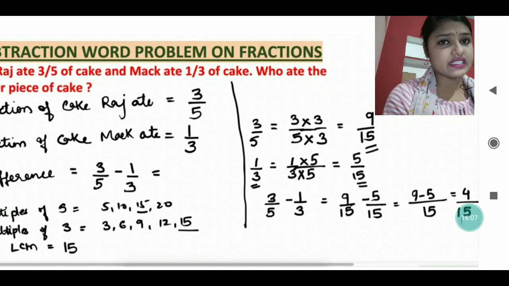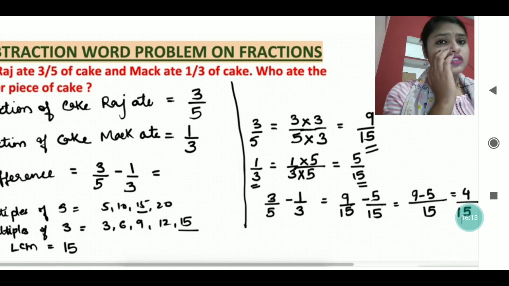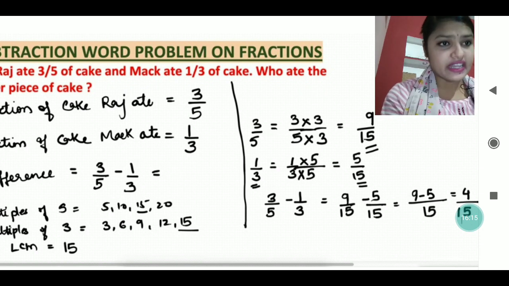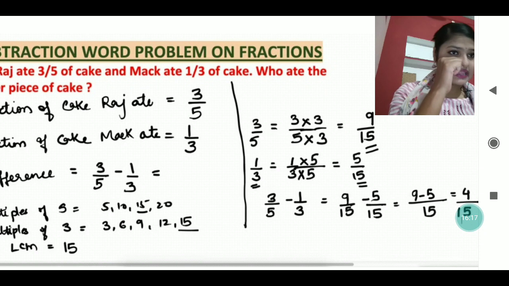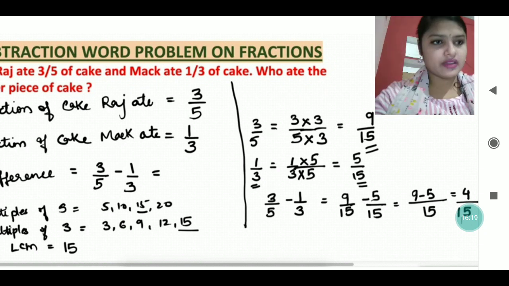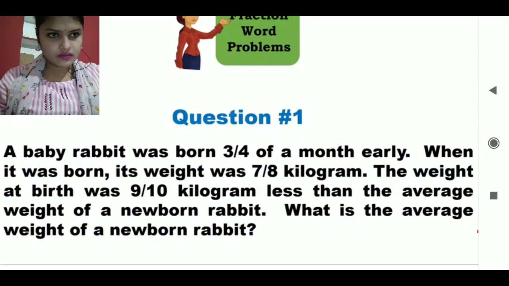What is the difference? What you will write in the last? In the last we will write who ate the larger part of the cake. So we will write Raj ate the larger part of the cake. That is 4 by 15. Okay, so this one we have done.